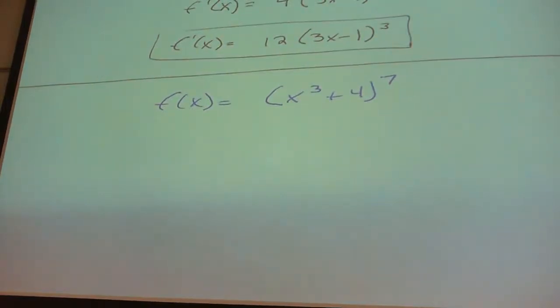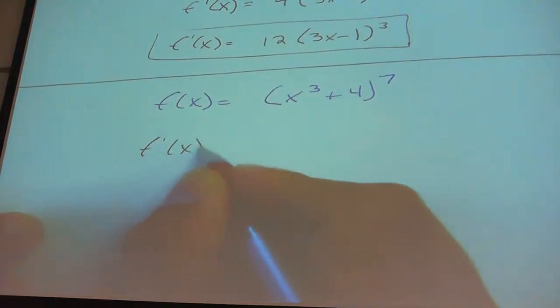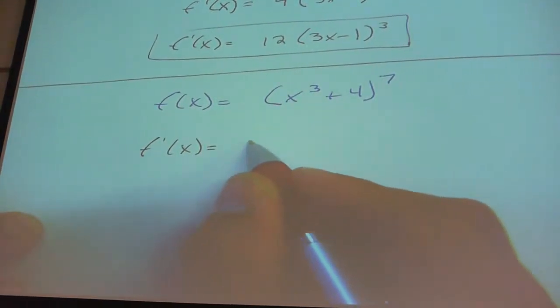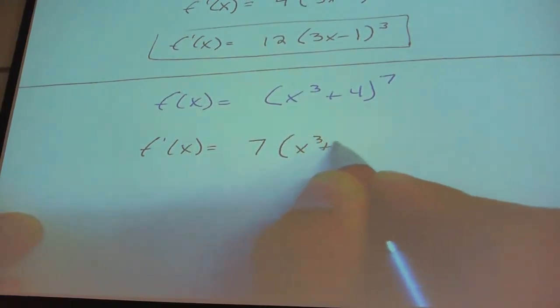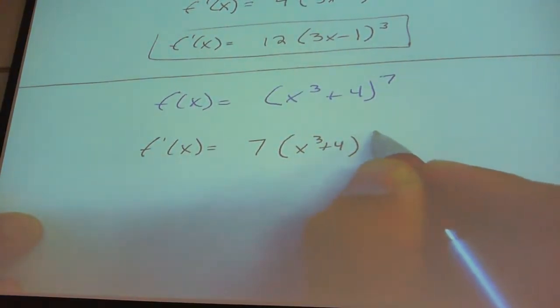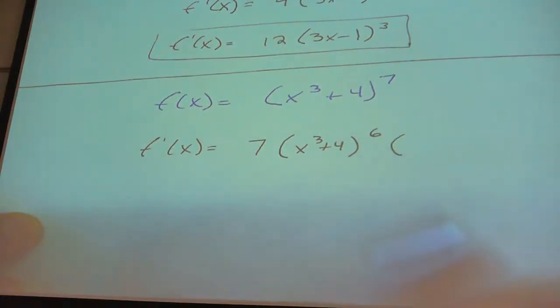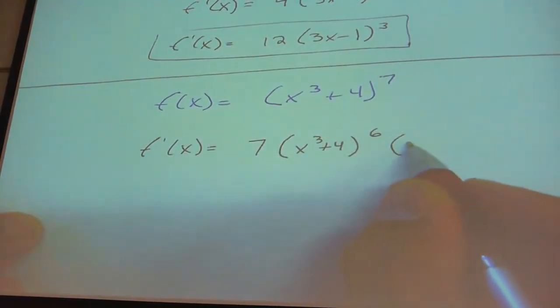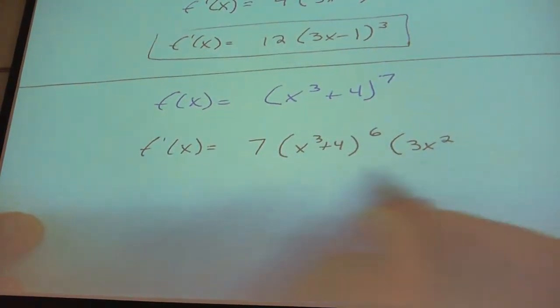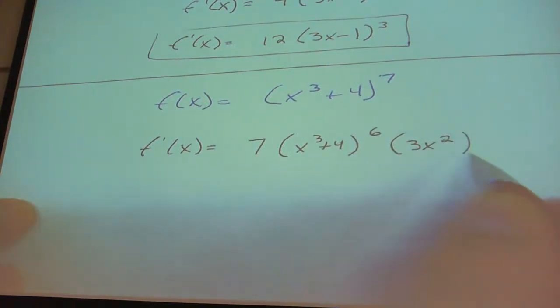So, not product rule, it's not quotient rule, it's chain rule. So what ends up happening? What happens to the 7? Go to the front. You keep your parentheses. Inside stays the same. The 7 becomes 6. And then we're not done because we need the derivative of the inside. What's the derivative of x cubed? 3x squared, derivative of 4 is 0. Stop there.